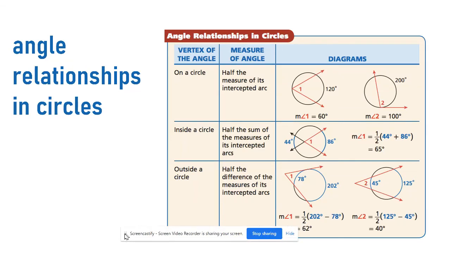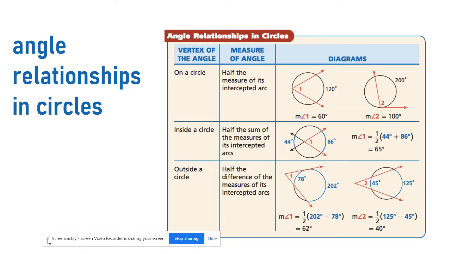All right, so we looked at segment relationships in circles and how different line segments, if they're parts of chords or secants or tangents, how those relate to one another and how we can use certain rules and theorems to find missing parts. We're going to do the same thing with angles here. So this is angle relationships.